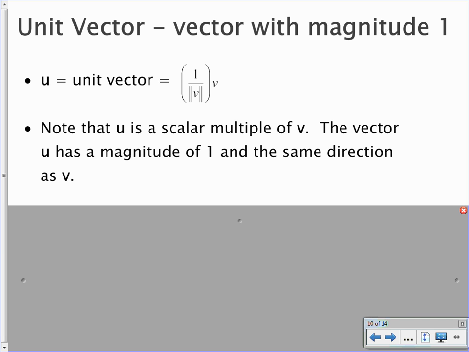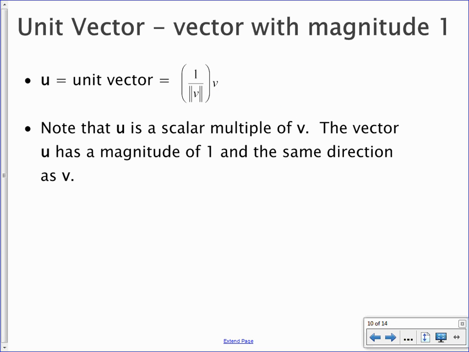We find the magnitude of our original vector, and then we multiply our vector by the reciprocal of its magnitude. Why does this give us a unit vector? If we think about finding the magnitude of this, what's the magnitude of v? We write it like that, right? This is a scalar that we're multiplying to it. What happens when we multiply those? We get 1. So that is why we get a unit vector out of the deal.